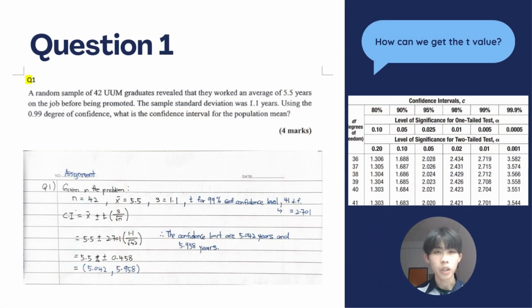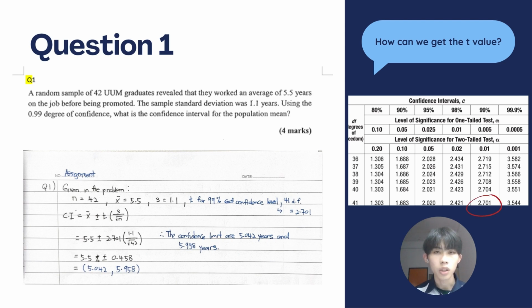For question 1, we need to use the 0.99 degree of confidence to find the confidence interval for the population mean. From the data given in the problem, we know that the sample size n equals 42, the sample mean x bar is equal to 5.5, and the sample standard deviation s is equal to 1.1. And we need to find the t-value.